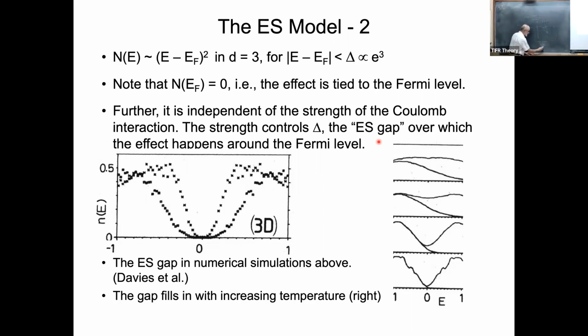At finite temperature, this zero will go up. Anyway, these are numerical simulations done by John Davies, and they show very clearly that numerical simulations support this idea that there is a zero density of states at the Fermi level in 3 dimensions. They also do it in 2 dimensions, same answer, except it's not second power but first power.